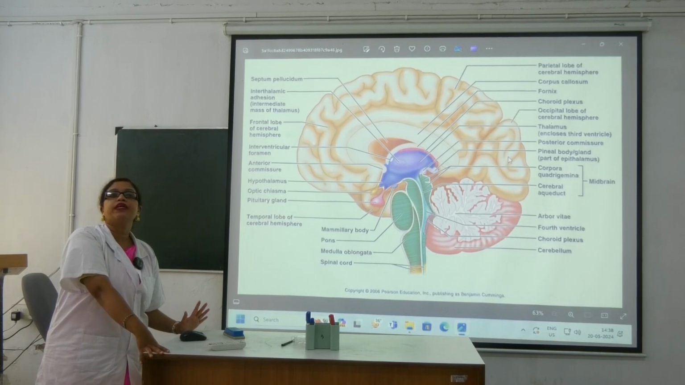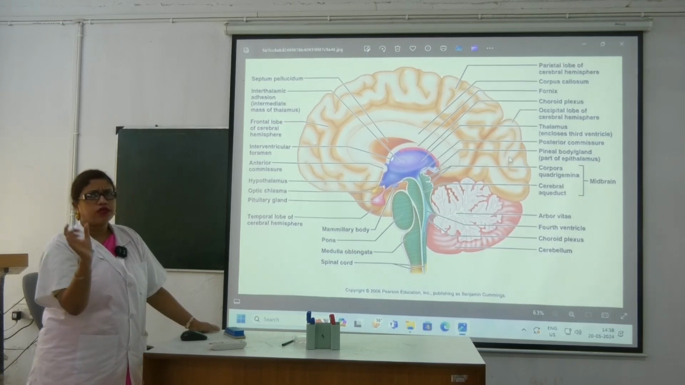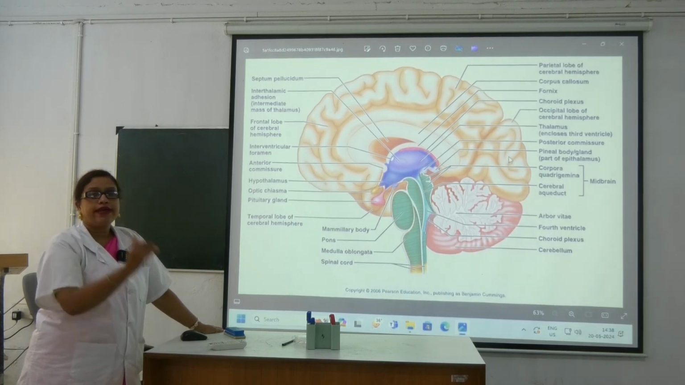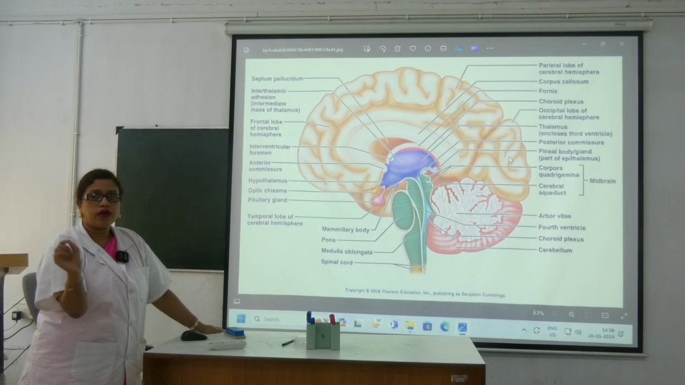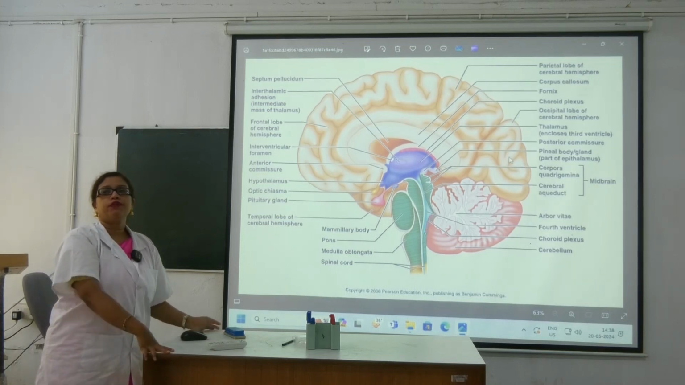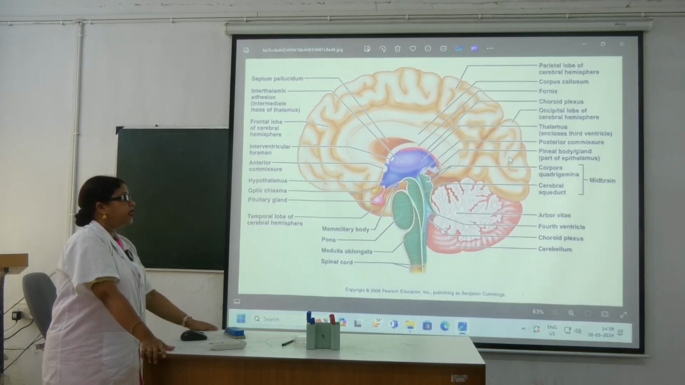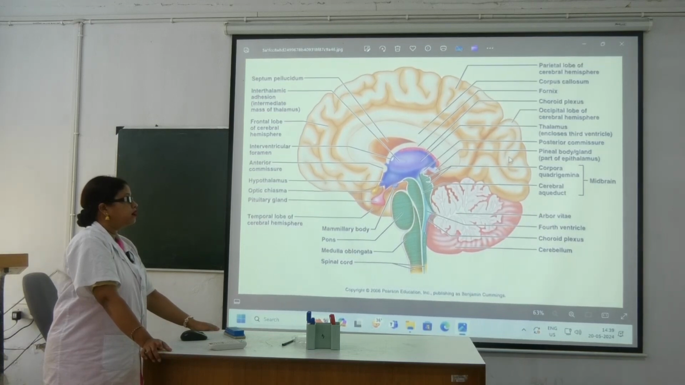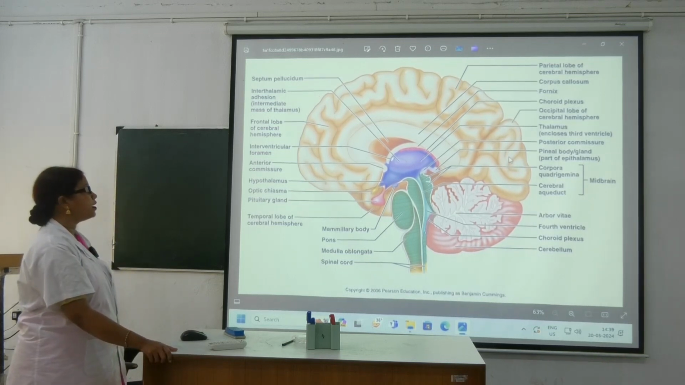If you could remember the base of skull, there are two structures on the middle cranial fossa. What were the names of the structures in the middle cranial fossa? One is the anterior clinoid process, middle clinoid process, posterior clinoid process. Okay, so write it down. The root of tentorium cerebelli is attached on the middle and the posterior clinoid process.